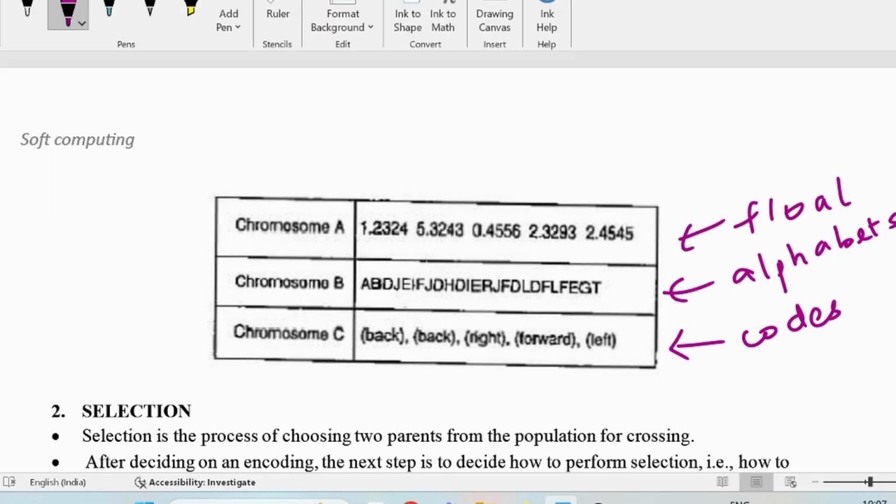chromosomes. These are all the individuals within the population, and we must be able to identify the individuals, we must be able to represent them. In order to represent them, you can use different types of encoding, and those encodings that we just saw: first one was binary, then octal, hexadecimal, then we have real value encoding. All that is given over here.